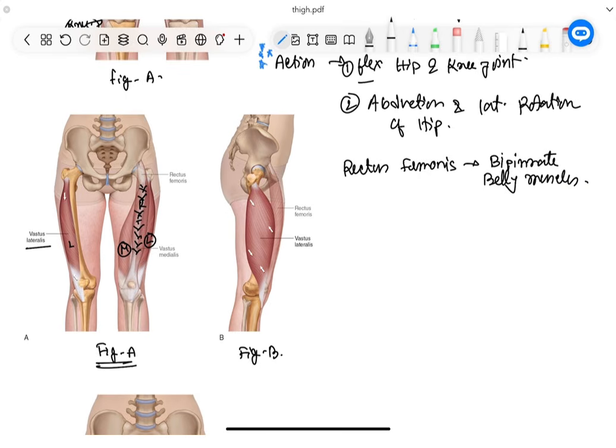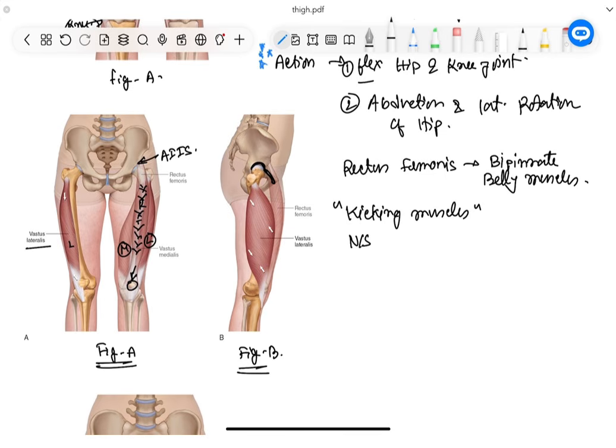Rectus femoris has another name, the kicking muscle. Just like sartorius, it has a very specific function, which is why it is called the kicking muscle. Slowly we are going to learn about that. First, let us see the origin and insertion of the rectus femoris. It has two heads. The straight head comes from the anterior inferior iliac spine, and the oblique head comes from above the acetabulum, where there is a groove. From here the oblique head starts. On figure B you can see the lateral view. The two heads join and are ultimately inserted into the base of the patella.